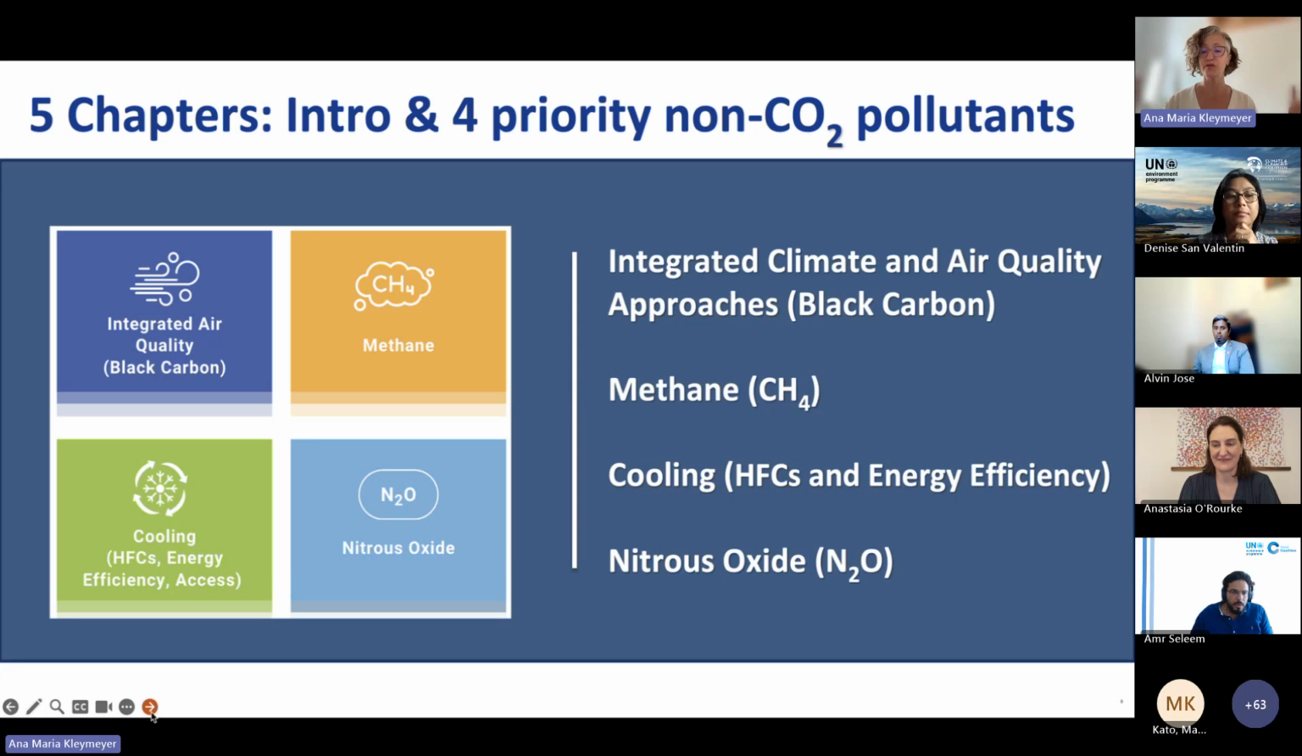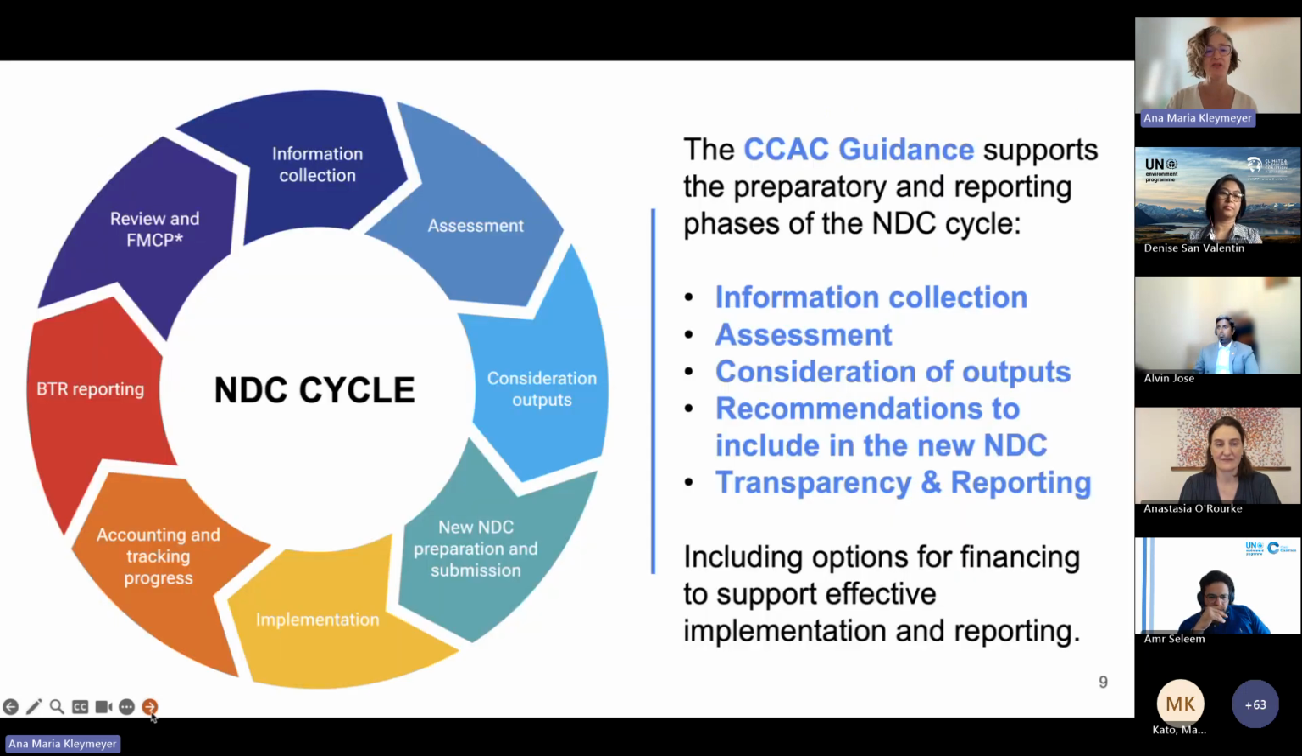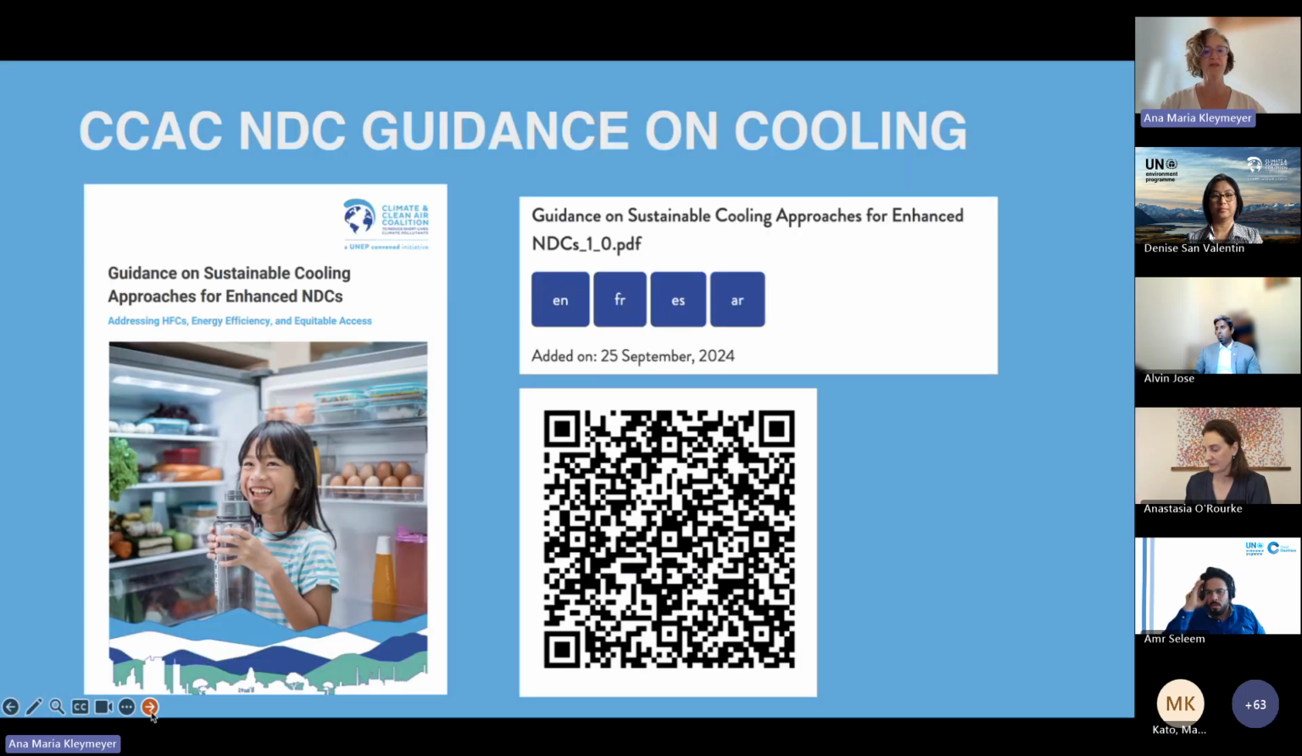The CCAC has produced 5 guidelines, and one of those is specifically on the cooling sector, and you can deep dive into a lot more detail. I'll just skip over this slide, but briefly, the guidance includes looking at all of the different preparation stages of an NDC and gives detailed information about how to ensure that the NDC is as detailed and as implementable as possible, because we want to make sure that countries are able to deliver on these pledges. And the CCAC guidance on sustainable cooling can be found here. If you take a picture of the QR code, you can go directly there, or you can Google CCAC cooling guidance. I'm sure it will show up.